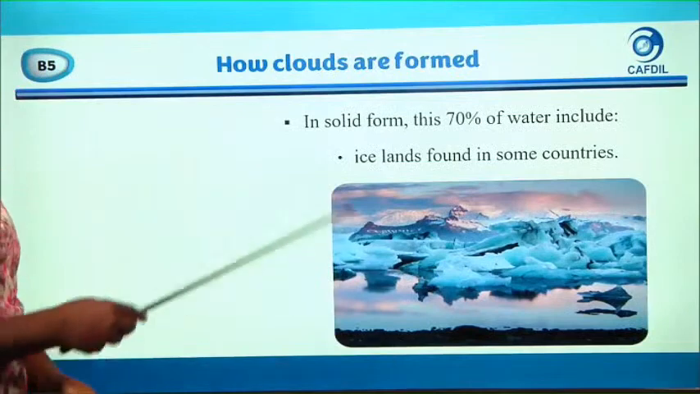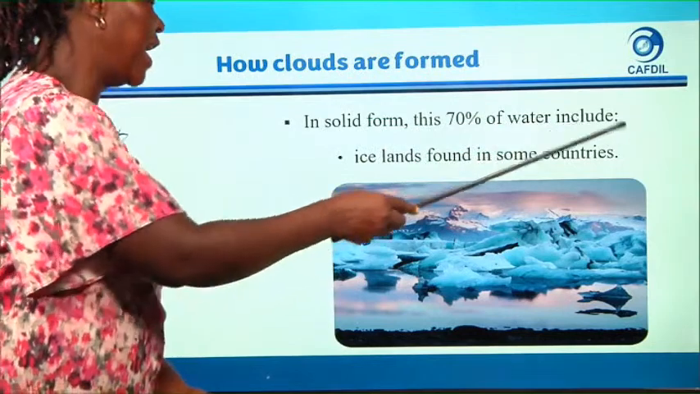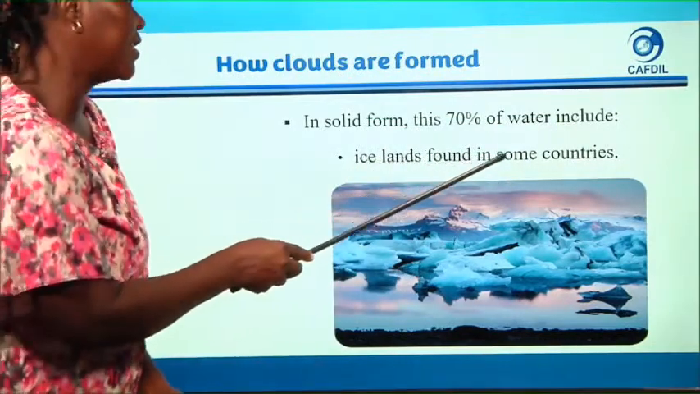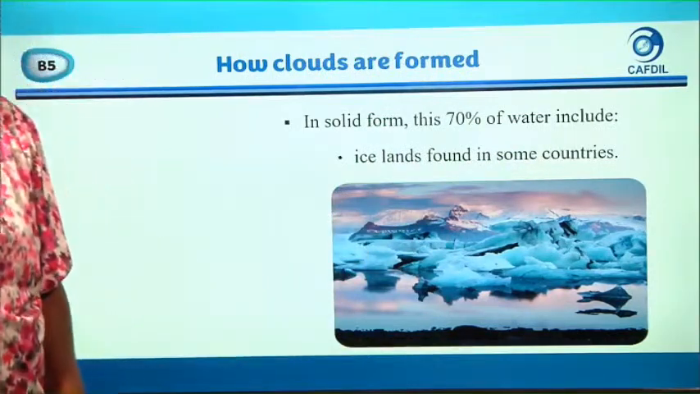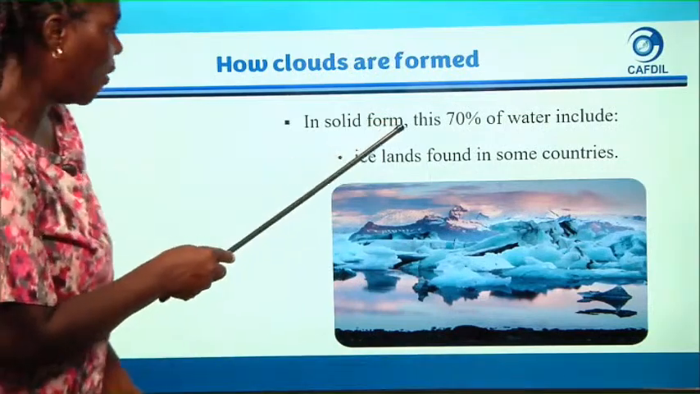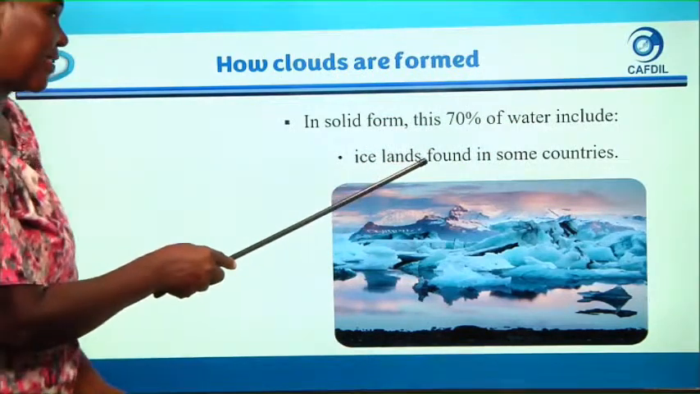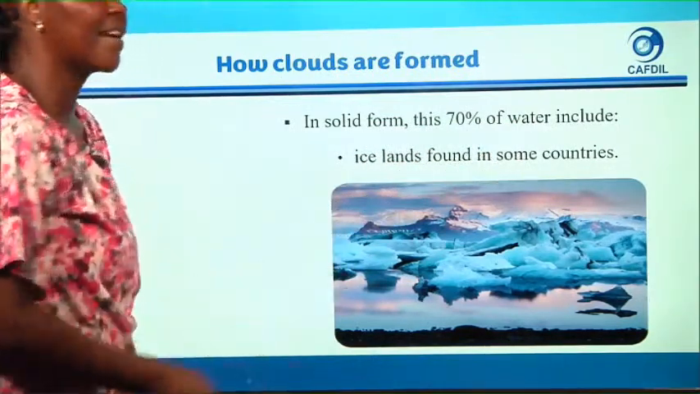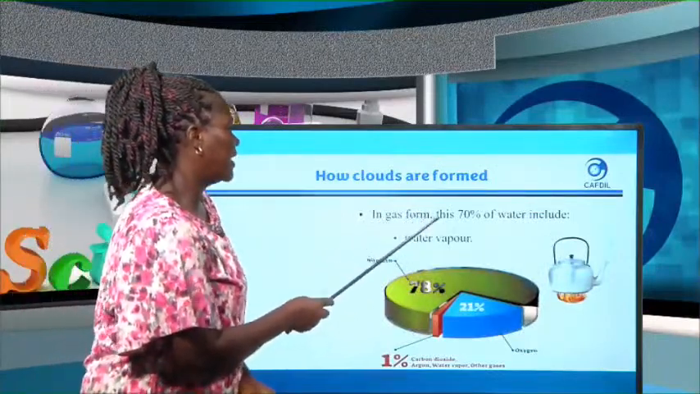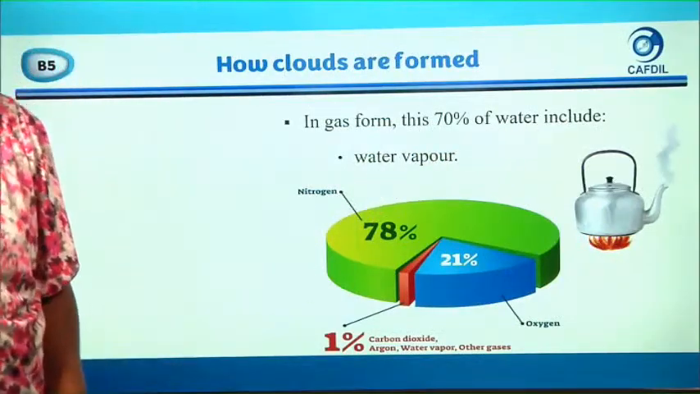Good. Now in solid form, this 70% of water includes icelands, found in some countries. Other countries don't have them. In gas form, this 70% of water includes water vapor.